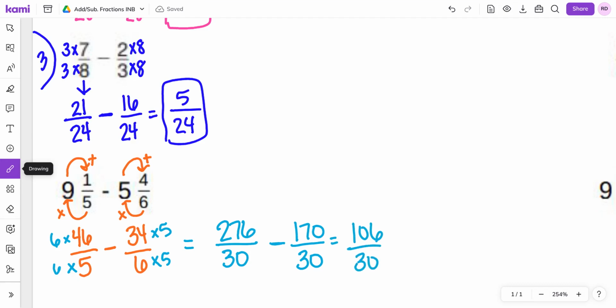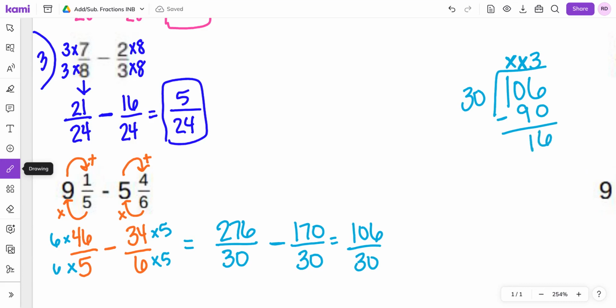We can't leave it improper, so now I have to make it into a mixed number. So the question is, how many 30s can go into 106? So I'm going to jump up here and do some division really fast. 30 can't go into 1, and it can't go into 10. But it can go into 106 3 times, and then we're left with 16. So our answer here is 3 wholes and 16 over 30.